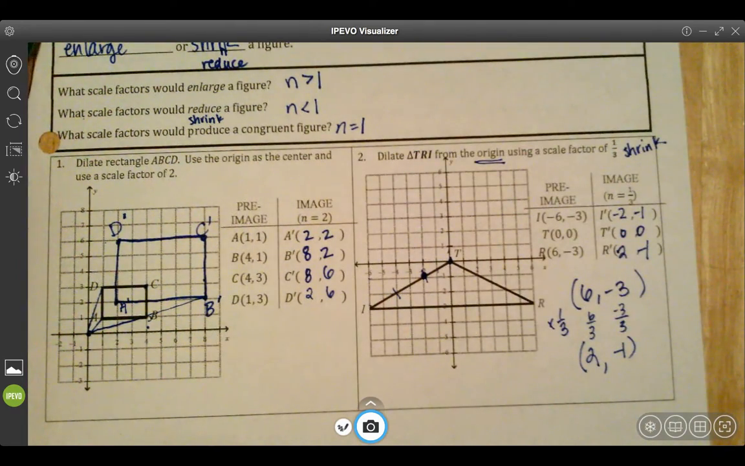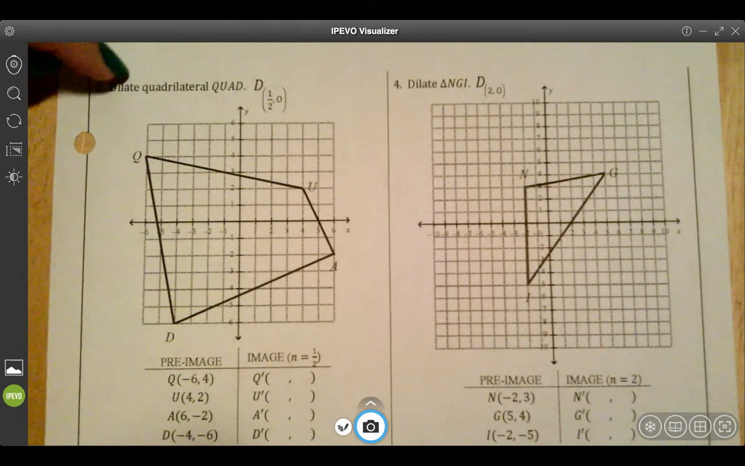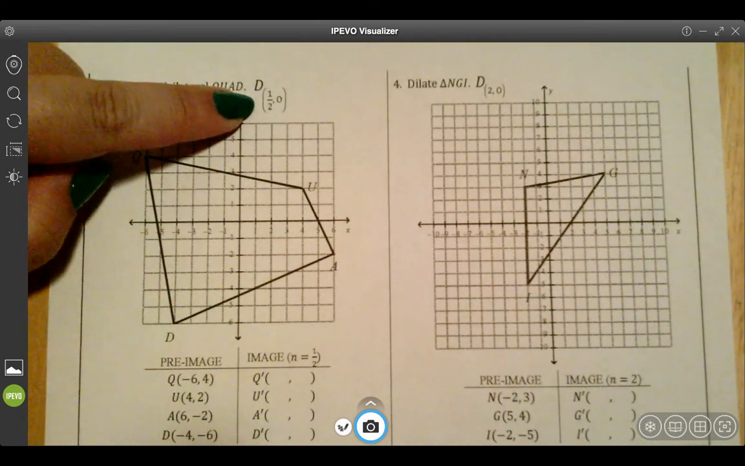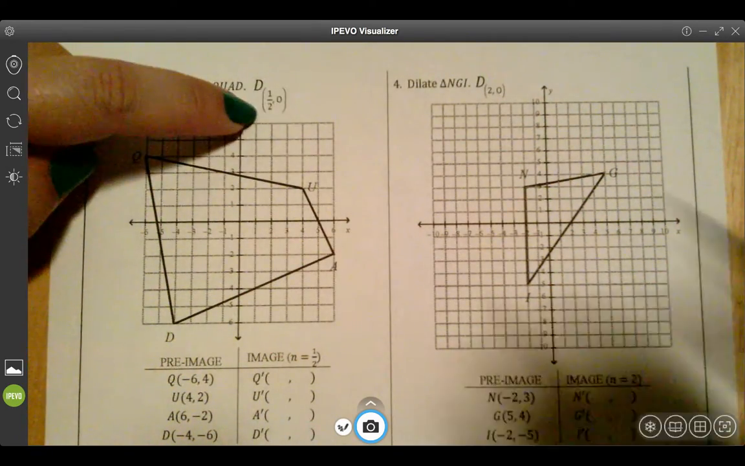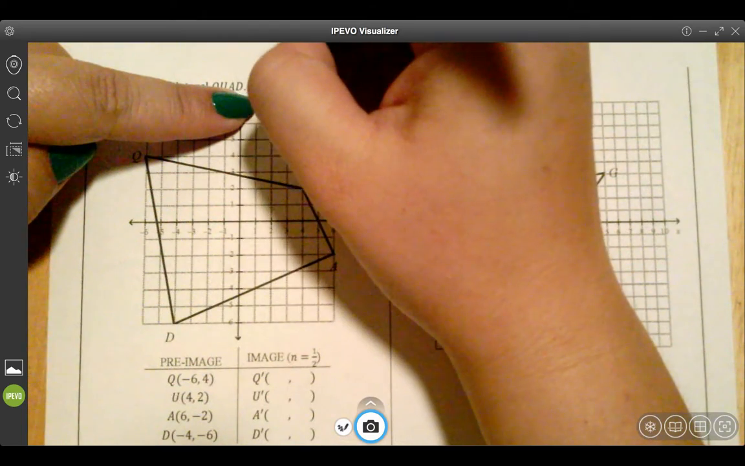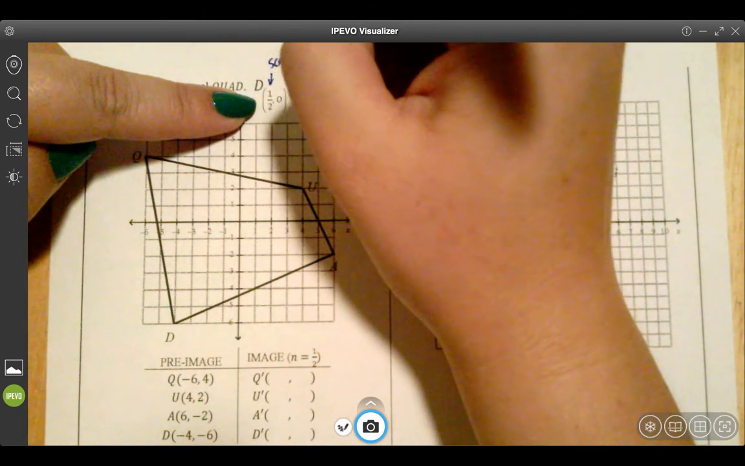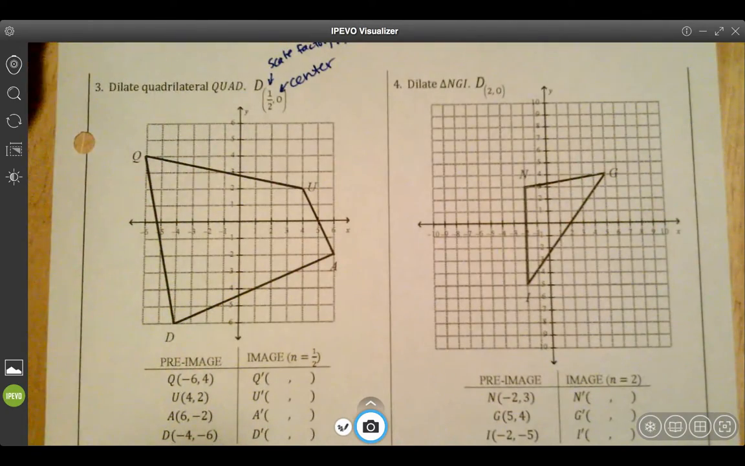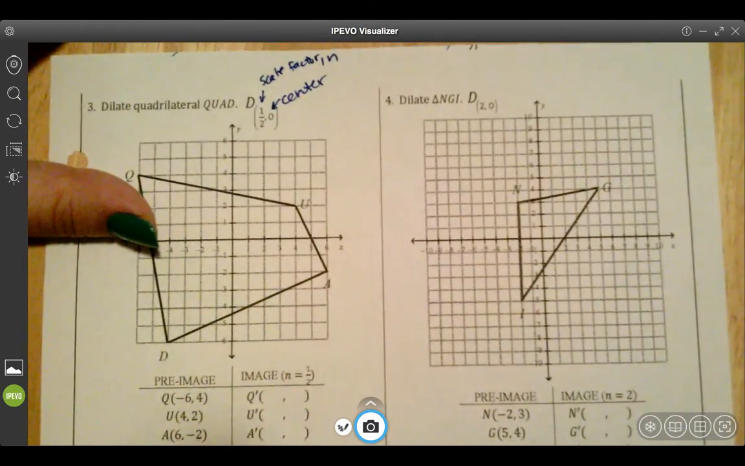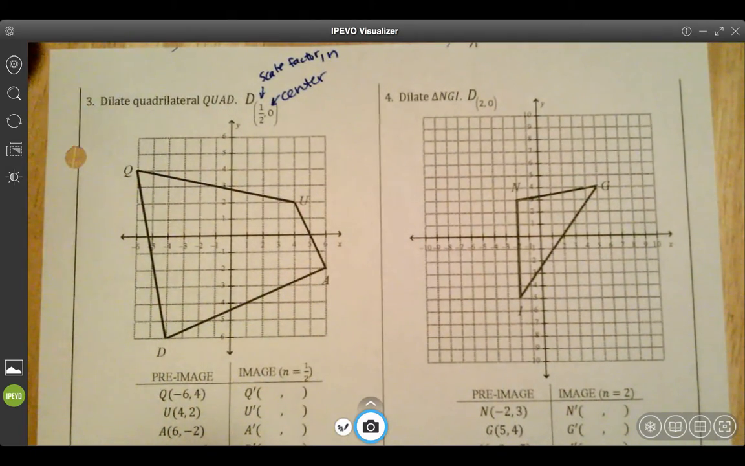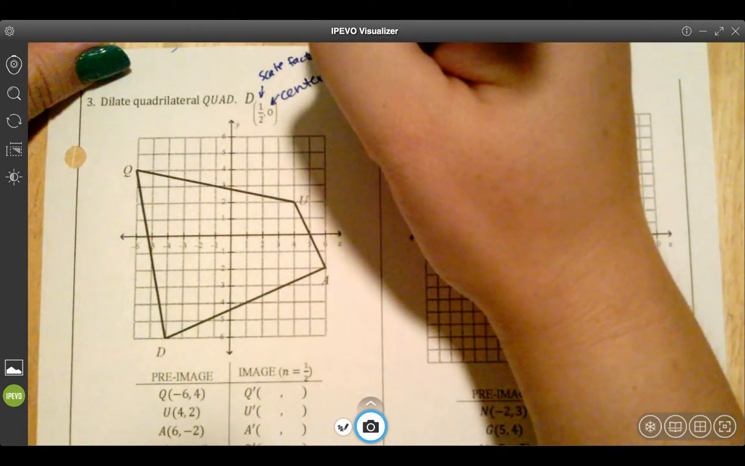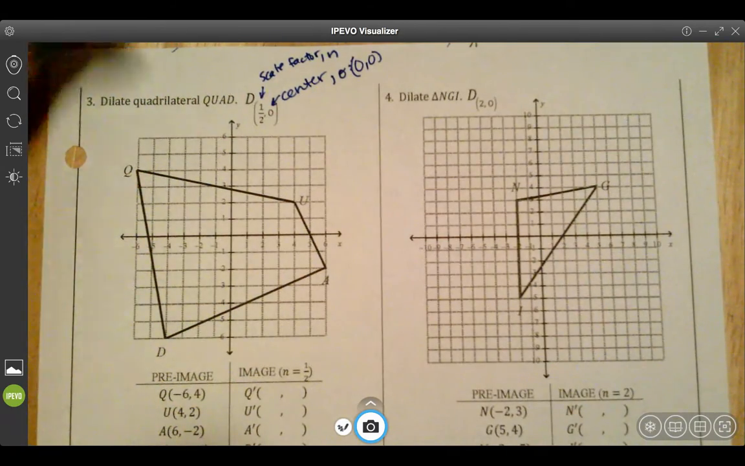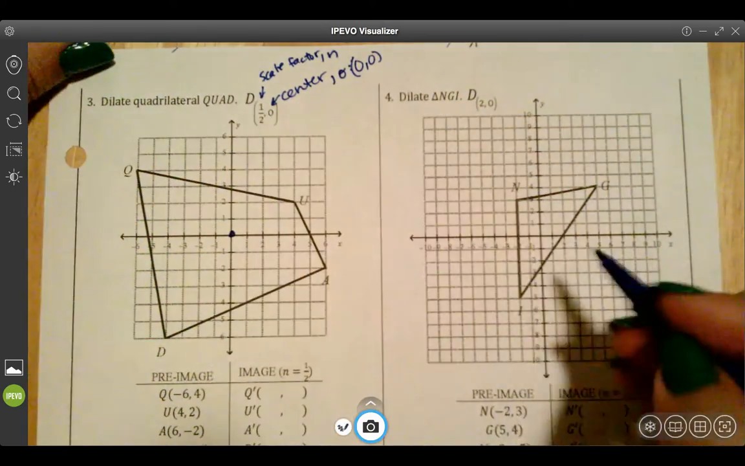Let's take a look at a few more examples. For number 3, we want to dilate the quadrilateral QUAD, dilating N center. So this is our scale factor, and this is the center. Just like with rotations, if it's a 0 or an O, that means the origin. O is the origin, which is (0, 0). So we're, again, dilating from the origin by 1/2.